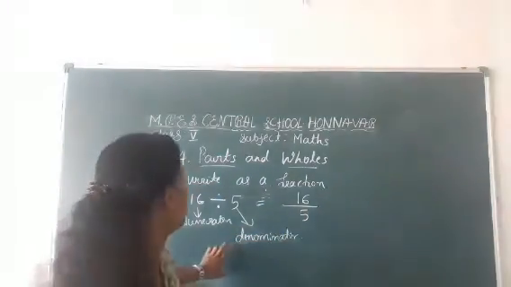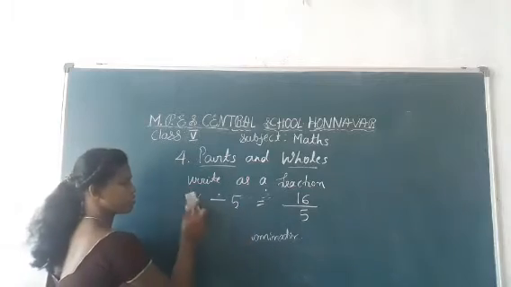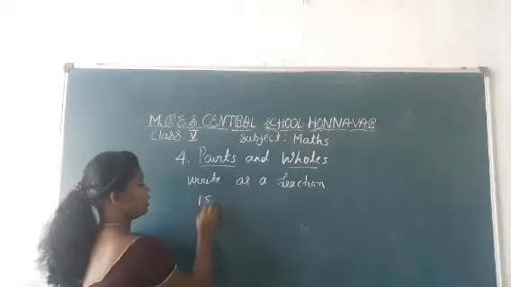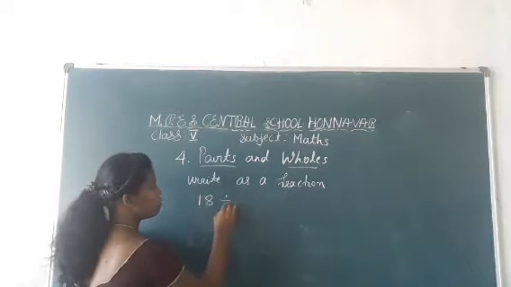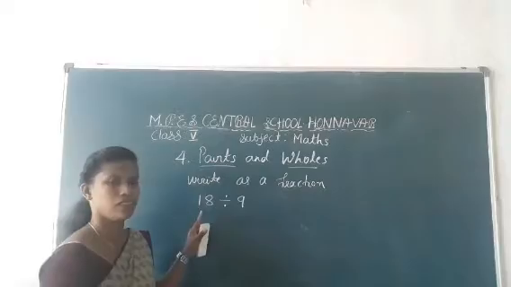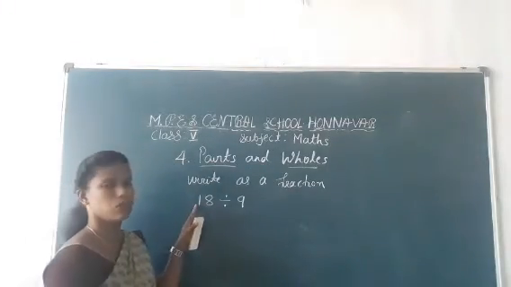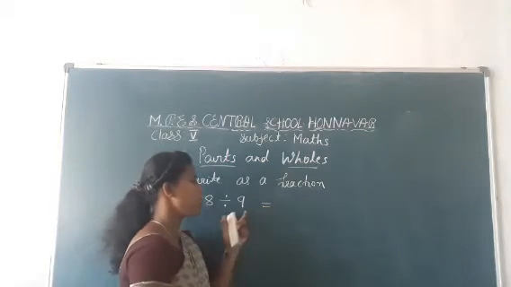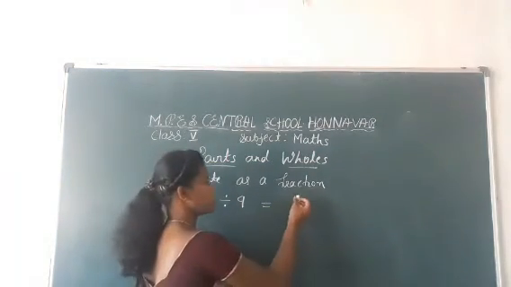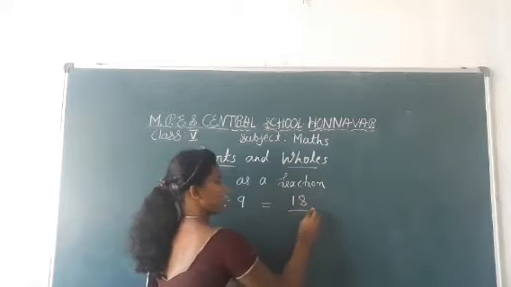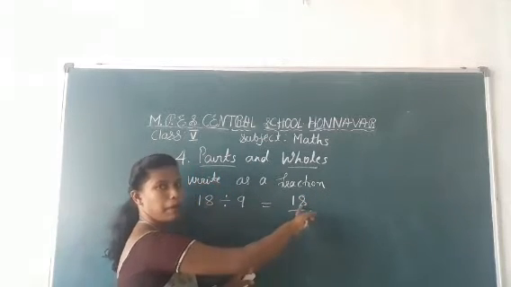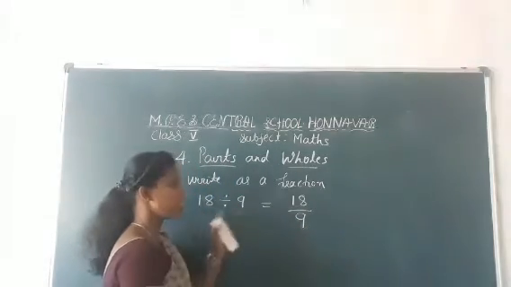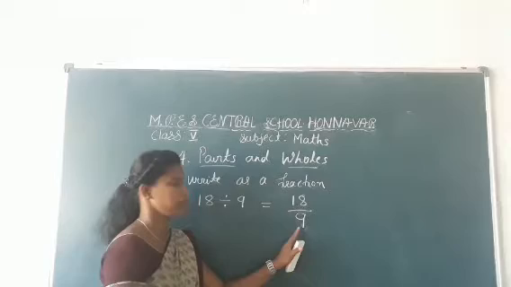Okay, we see another example, that is 18 divided by 9. We already know here 18 is numerator and 9 is denominator. So how can we write this one in a fraction form? Numerator is written in the upper part and denominator is written in the lower part. So we can write it as 18 by 9.